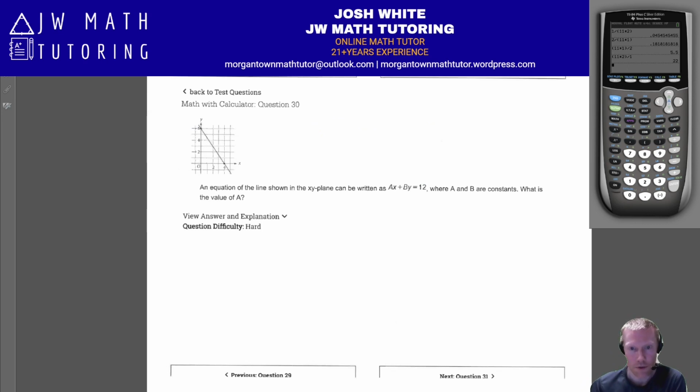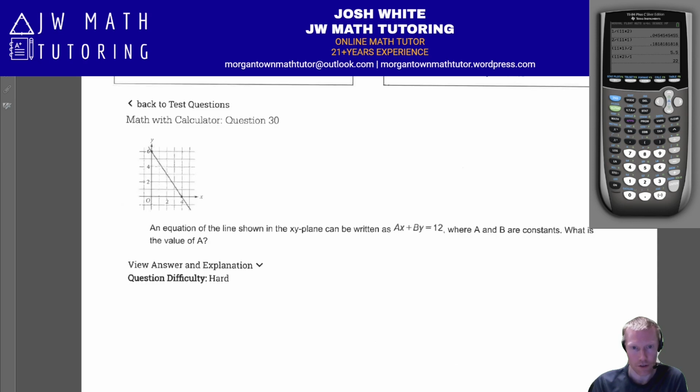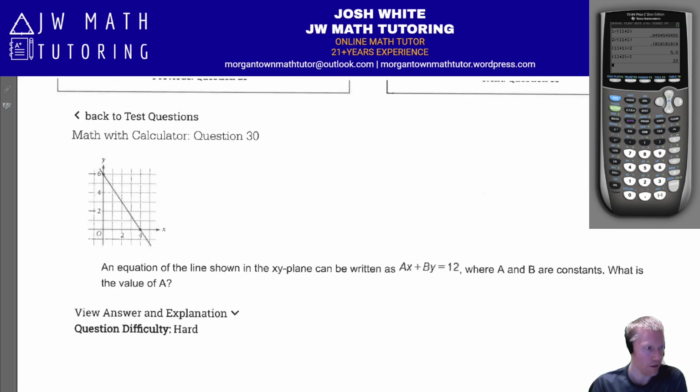Okay, question number 30. They give you here the graph of a line, and they want to know basically what's the value of a if you wrote the equation of this line in standard form. So there are multiple ways to figure this out. I'll zoom in just so the graph is a little bit larger.